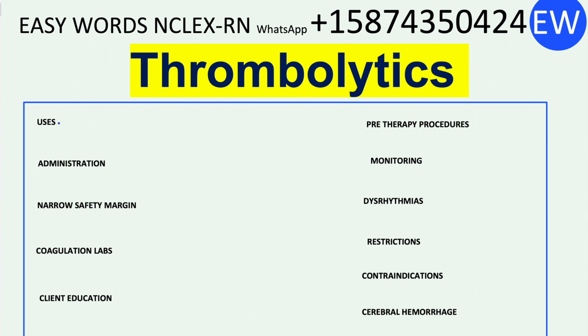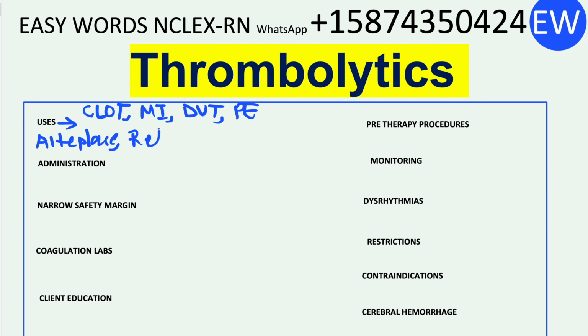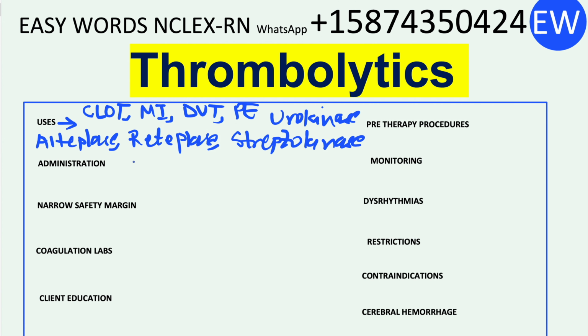Uses of thrombolytics. Thrombolytics are used to dissolve the clot that has already formed, such as in MI, deep vein thrombosis, or pulmonary embolism. Primarily used thrombolytics can be alteplase, reteplase, streptokinase, or urokinase. So these are the ones primarily used thrombolytic agents.